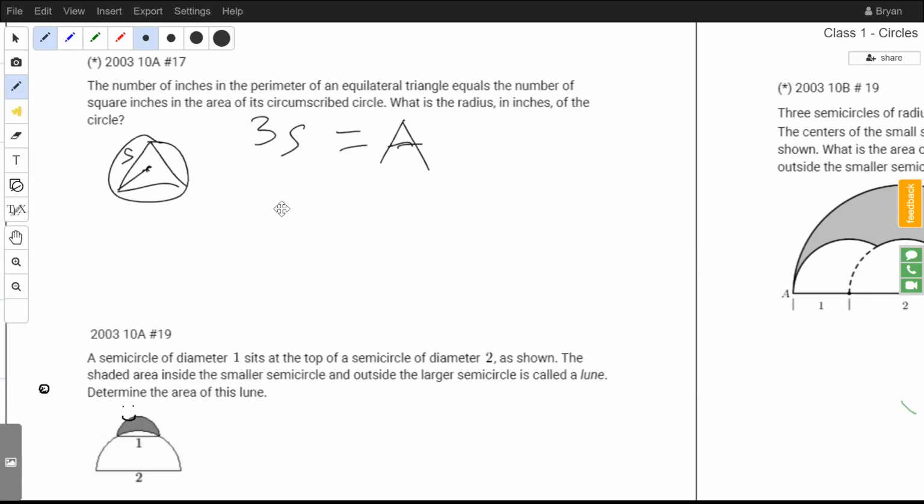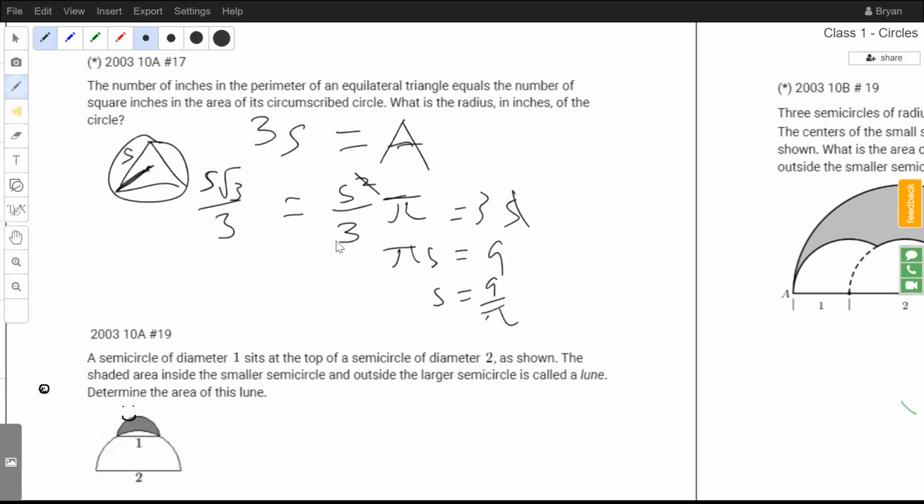But either way, this length is going to be s√3/3. I'll let you verify this later, but this is going to be the circumradius of this triangle. Then from there, all you have to do is apply the area of a circle formula, which is just to square this. So you have s²/3, as √3/3 squared is 1/3, and then you multiply by pi. That's the area of the circle, and this equals 3s. So we know that pi s equals 9, and s equals 9/pi. Is this our final answer?